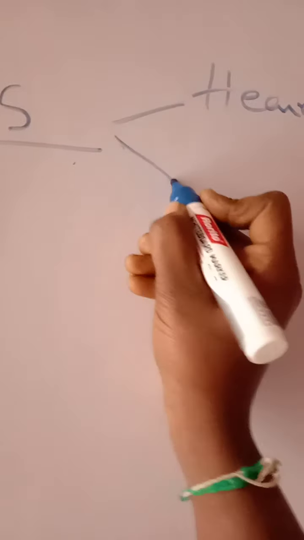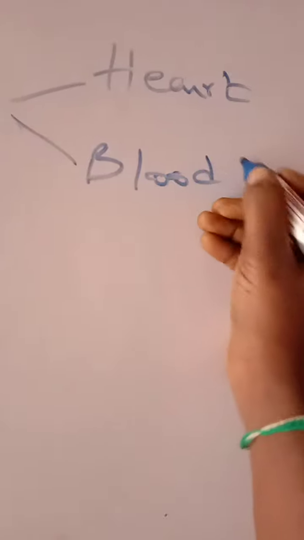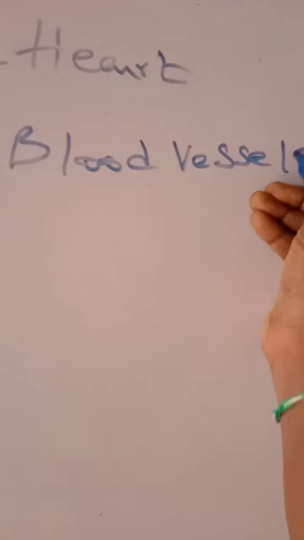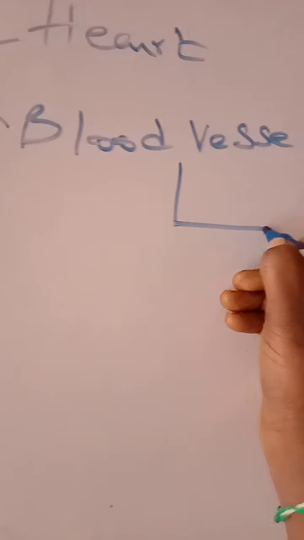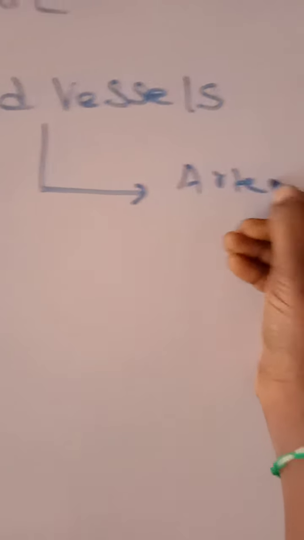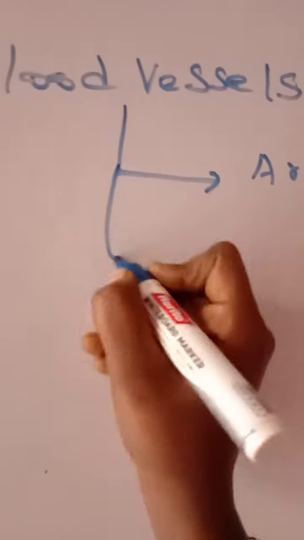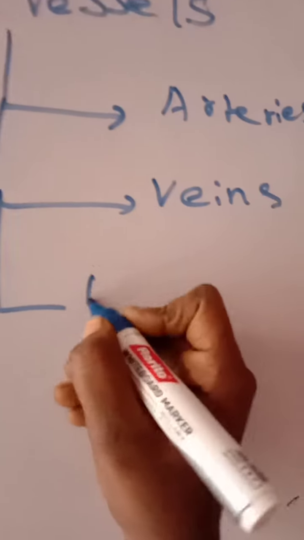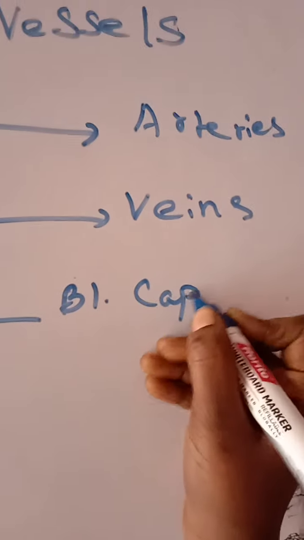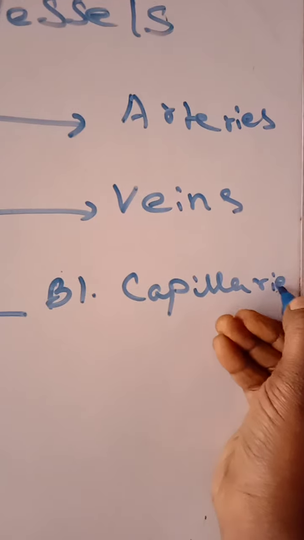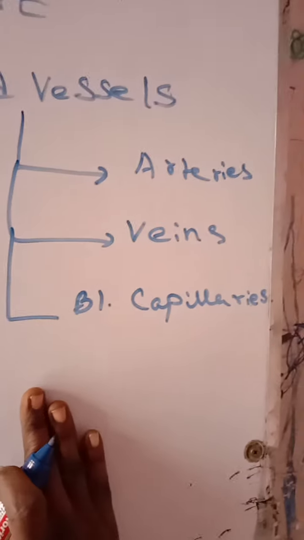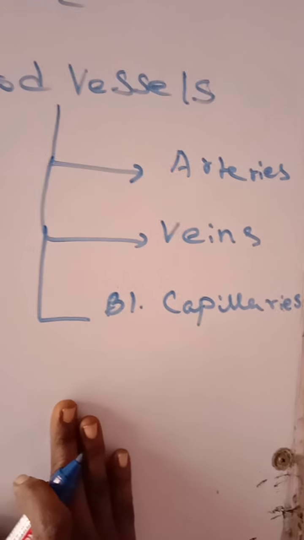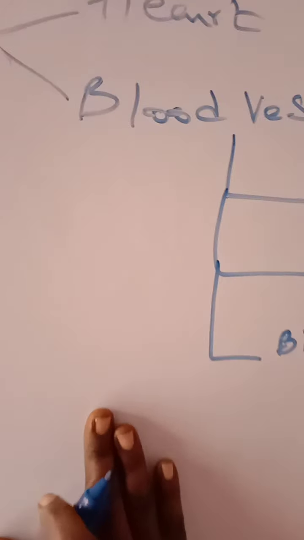and blood vessels. Blood vessels again in that, arteries carry oxygenated blood. Veins carry the deoxygenated blood, and the blood capillaries receive the nutrients from the blood and deliver them to the cells. Okay, so this is the introduction, and now we will move on to the heart.